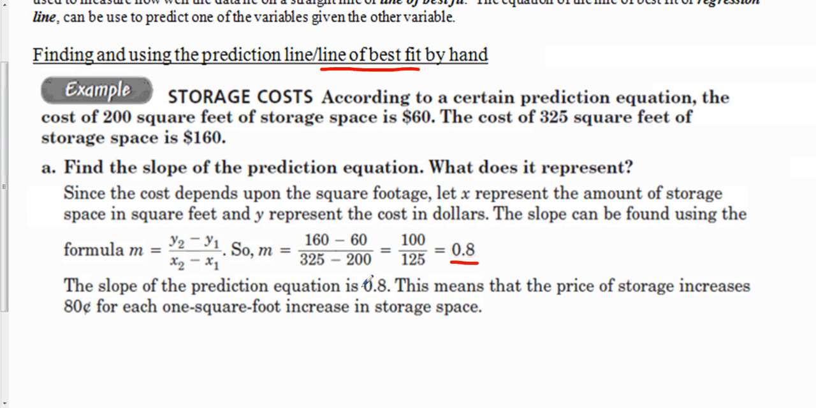So the slope of our prediction equation is 0.8, which in this case, because up here it's dollars and this is feet, we would say that the price of the storage increases by $0.8 per square foot. Or, instead of calling it $0.8, you can call it 80 cents for each 1 square foot that increases in the storage space.